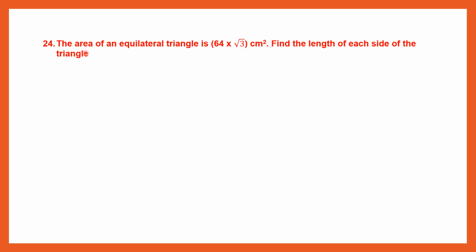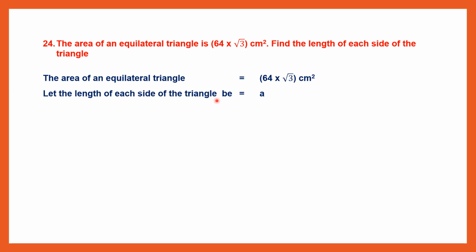Question 24. The area of an equilateral triangle is given to us as 64 into root 3 centimeters square. Find the length of each side of the triangle. So here this is an equilateral triangle. Keep that in mind. We have a different formula for the area of an equilateral triangle. So what's given to us? The area is already given to us.